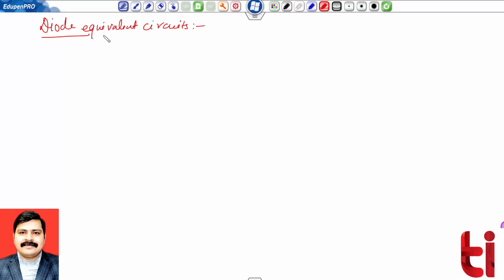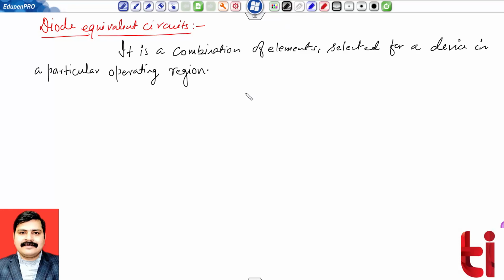So let's start with the definition of diode equivalent circuit. The definition says that a diode equivalent circuit is a combination of elements which is selected for a device in a particular operating region. Okay, so the category number one is the piecewise linear equivalent circuit.